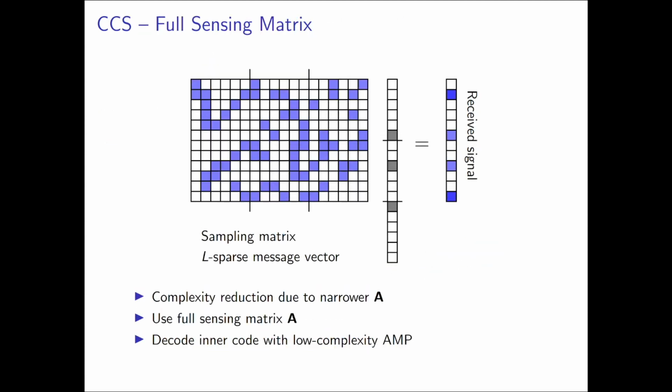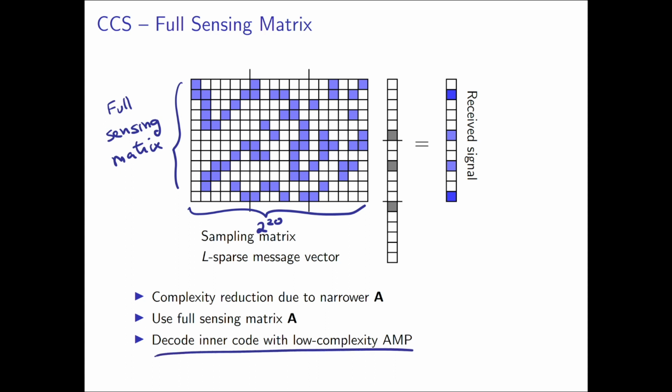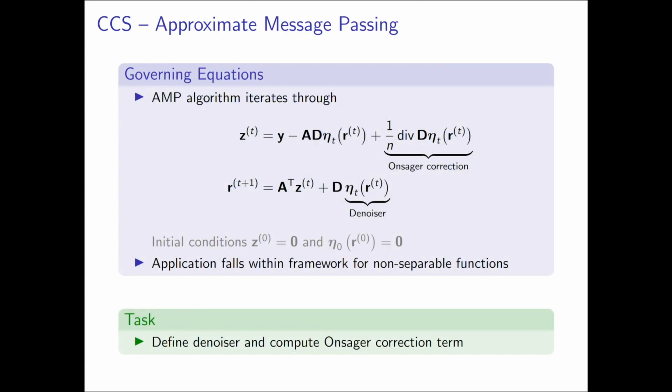The authors then argue that in the spirit of sparse regression codes, it should be possible to use a full matrix rather than the original block diagonal matrix of CCS. Pragmatically, this is possible because, with the help of fast techniques, we can handle matrices of width 2 raised to the 20. Furthermore, it should be possible to use approximate message passing as a solver for this problem, much like its application to the decoding of sparse regression codes. And indeed, they show that this is possible.